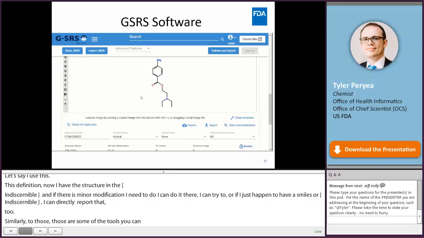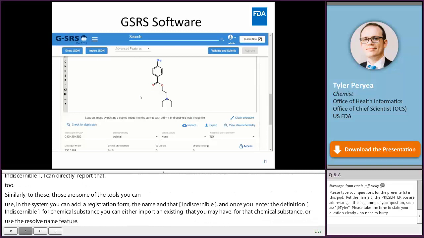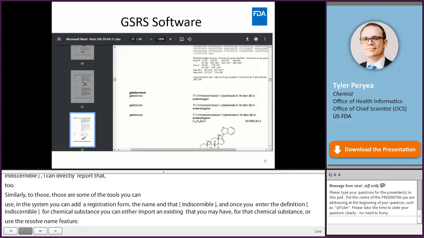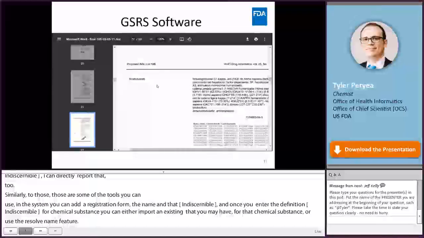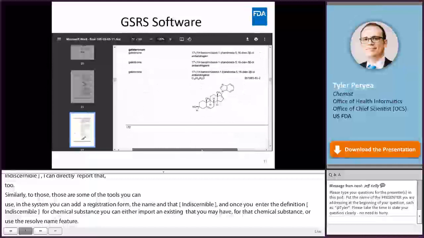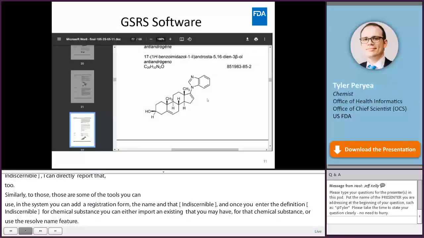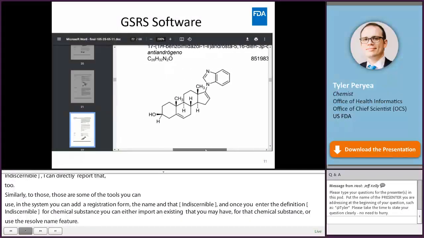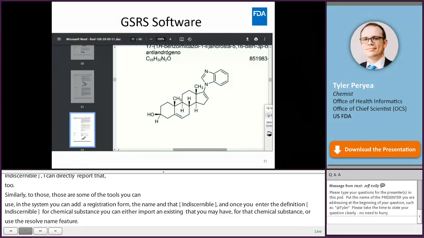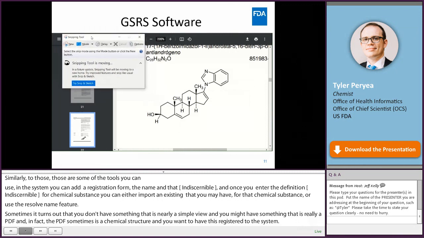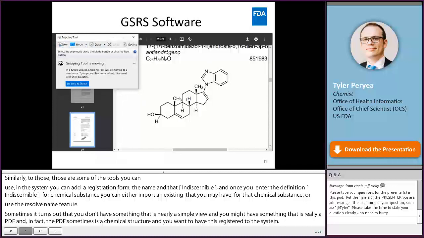Sometimes it turns out that you don't have something that is nearly as simple to use, and what you really have is a PDF, and inside the PDF somewhere is a chemical structure, and you want to have this registered into your system. This is something we find happens all the time at FDA. So we need to be able to redraw this chemical structure, and typically that's just too much work for us to do. We don't like to do that by hand if we can avoid it.